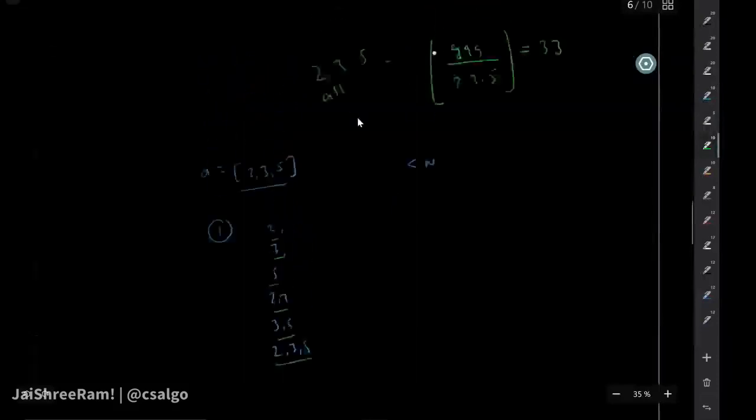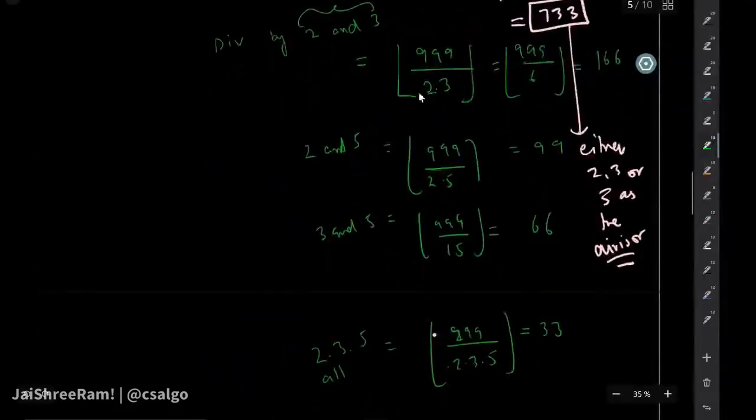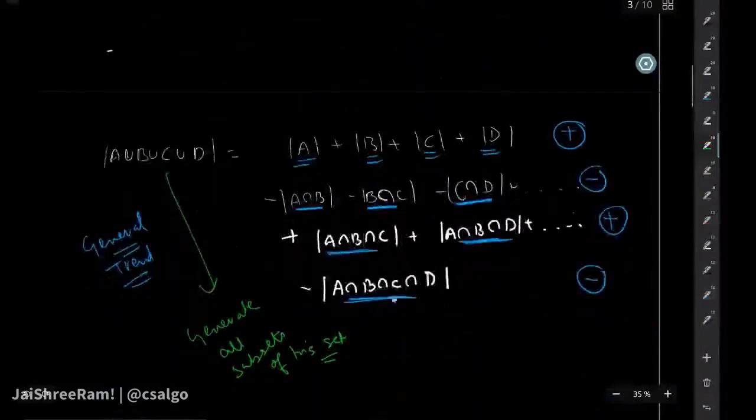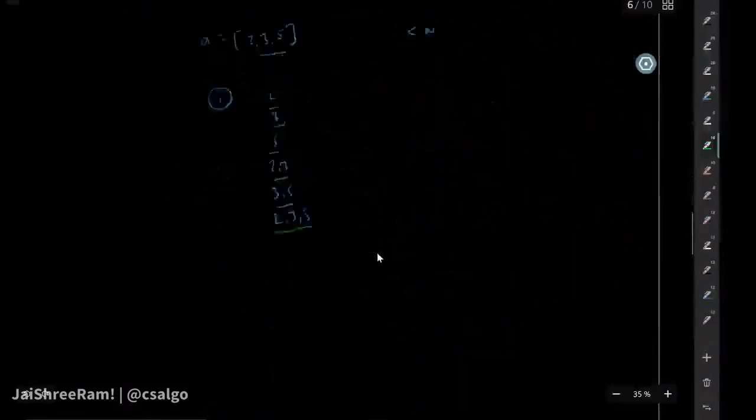If the number of elements is even, we take their product and divide n by it. If the number of elements is even, we subtract that value, like the one we have already seen. And if the number of elements is odd, then we add that value.